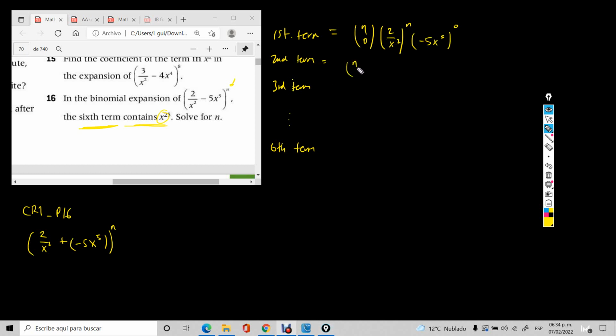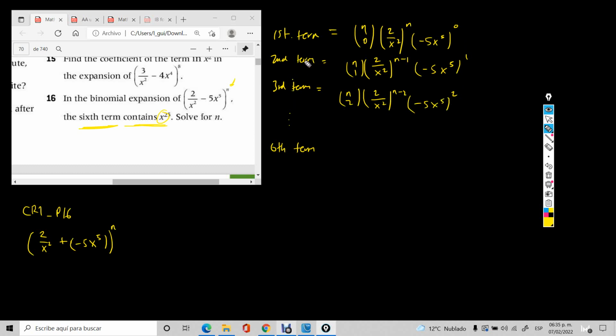The second term is going to be n choose 1 times 2 over x squared to the n minus 1 times minus 5x to the 5 to the 1. The third term is going to be n choose 2 times this to the n minus 2. As we know, the exponent in the first number is decreasing by 1, n minus 1, n minus 2, etc. And the exponent in the second number in the binomial is increasing. So we should have this.